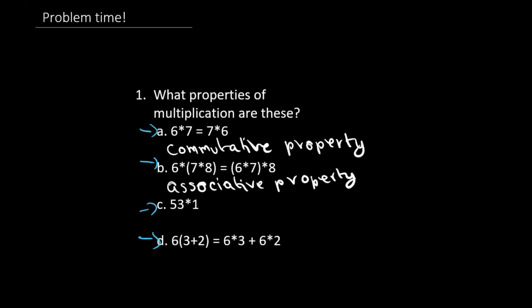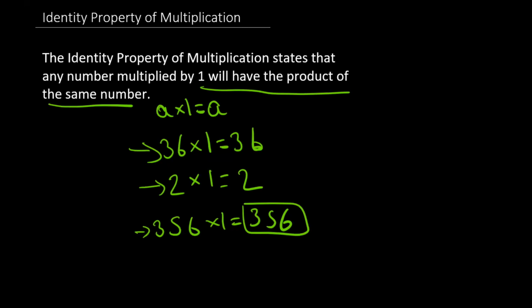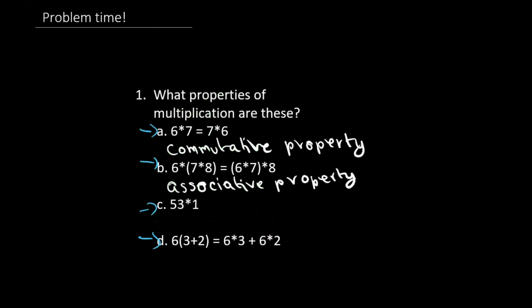And now let's look at the third one. That is 53 times 1. So we know it's not associative property or commutative property. So let's look at identity property. So what does identity property say? It says that any number multiplied by 1 will have the product of the same number. So A times 1 equals A. And let's look at it. So is 53 times 1 53? Well, it is. So this is the identity property.